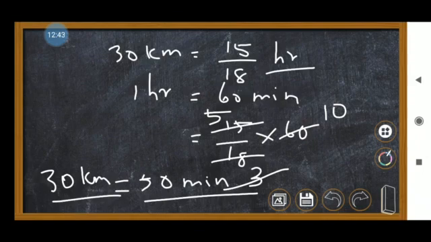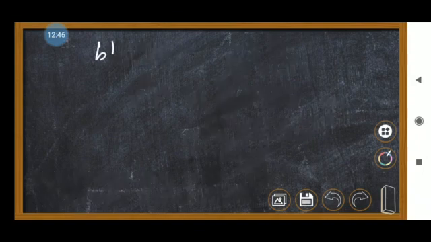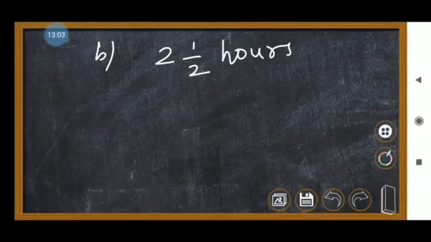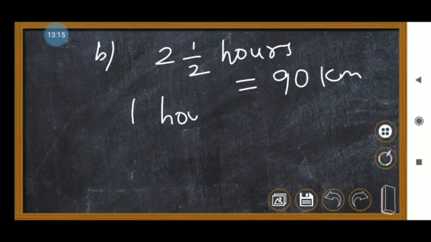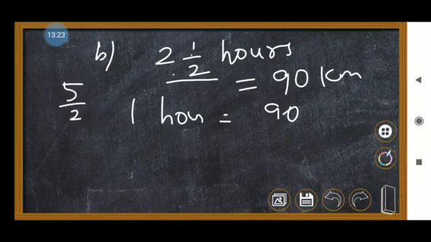Next, for part B they asked: find the distance covered in 2 hours at the same speed. For 2.5 hours they covered 90 kilometers. So for 1 hour how many kilometers is possible? Change this value: 2 twos are 4, 4 plus 1 is 5 by 2. So 5 by 2 hours equals 90 kilometers.